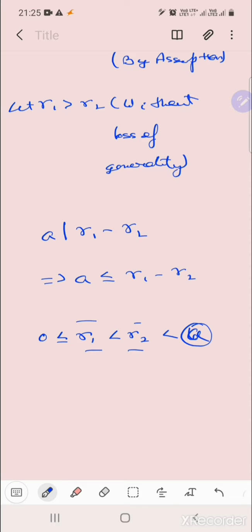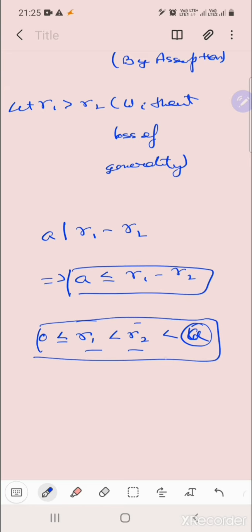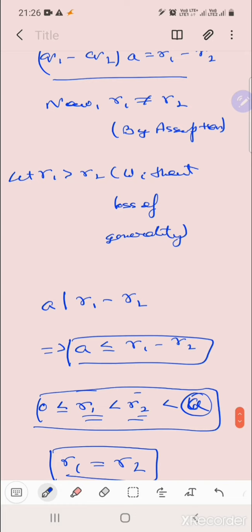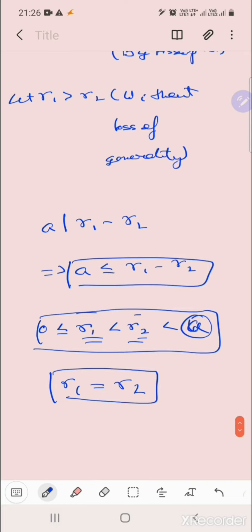First, let us understand the concept. So now, what does that mean? That means that our assumption actually contradicts. If both r1 and r2 are less than a, their subtraction will also be less than a. But here we are saying that a is less than or equal to that. So our assumption is contradicting. That means r1 must be equal to r2, because r1 not equal to r2 gives a wrong conclusion. So r1 equal to r2 is the only possible option left.